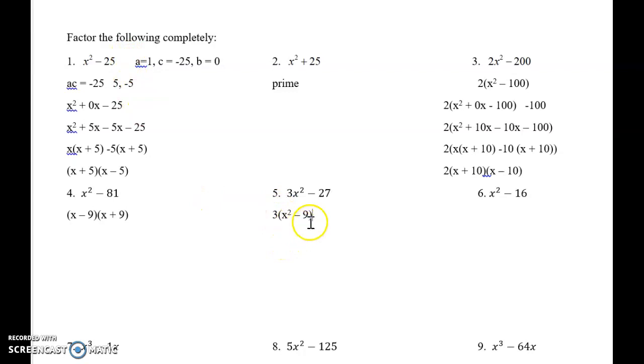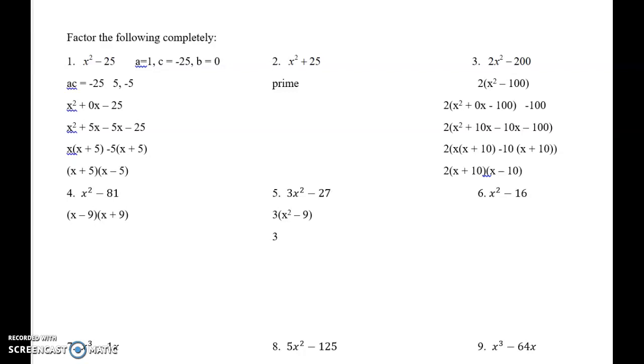The a here is 1. That's a perfect square number. C, I'm going to ignore the negative. I'm going to focus right here on the 9. Well, 9 is a perfect square number. And remember, we set up here that b has to be 0. Well, in the middle, I don't see an x, so that must be 0x in the middle. So it meets all the qualifications that I need for it to be a difference of squares. So I'm going to do this one with the pattern.